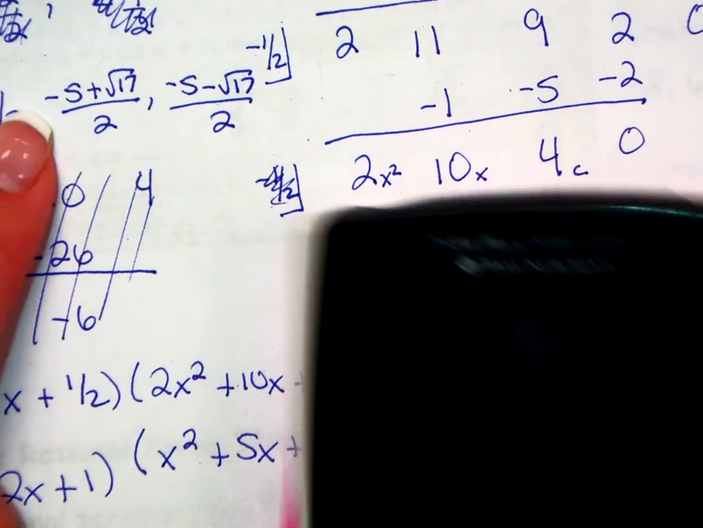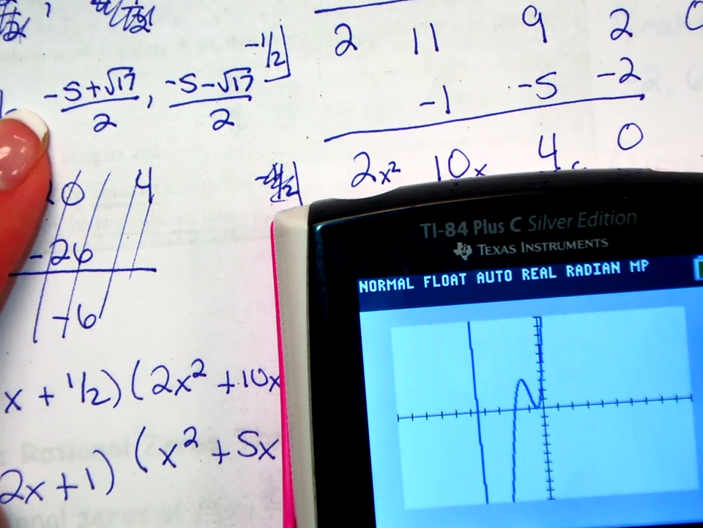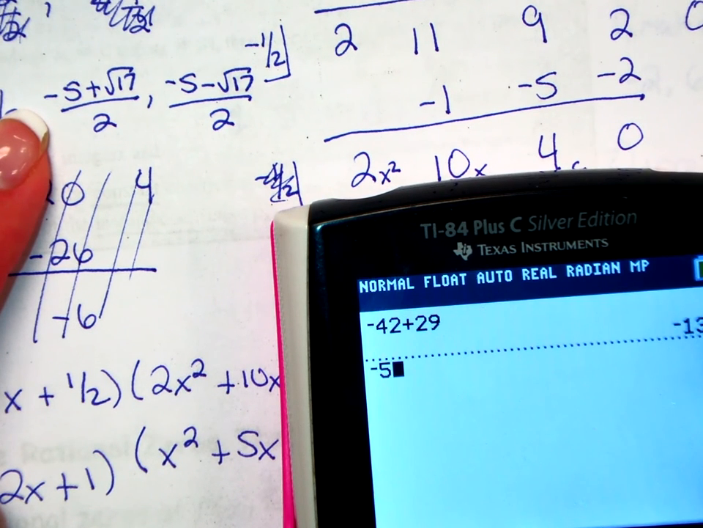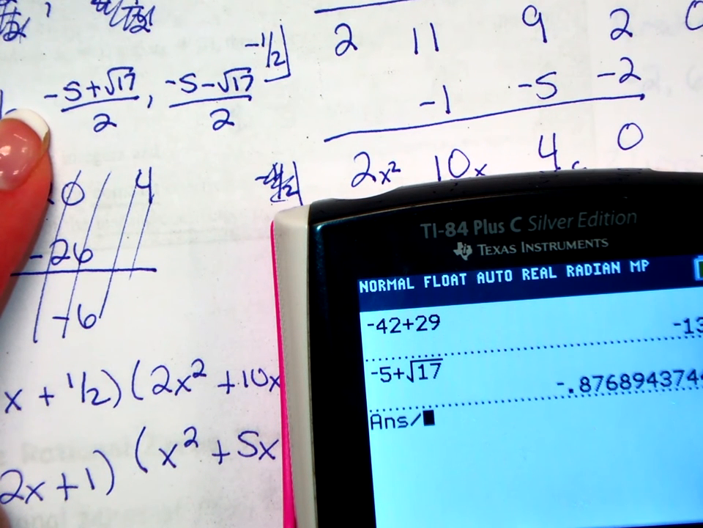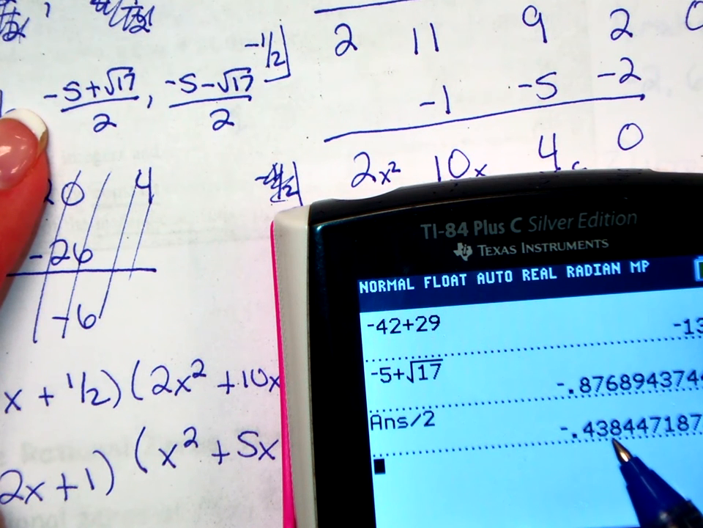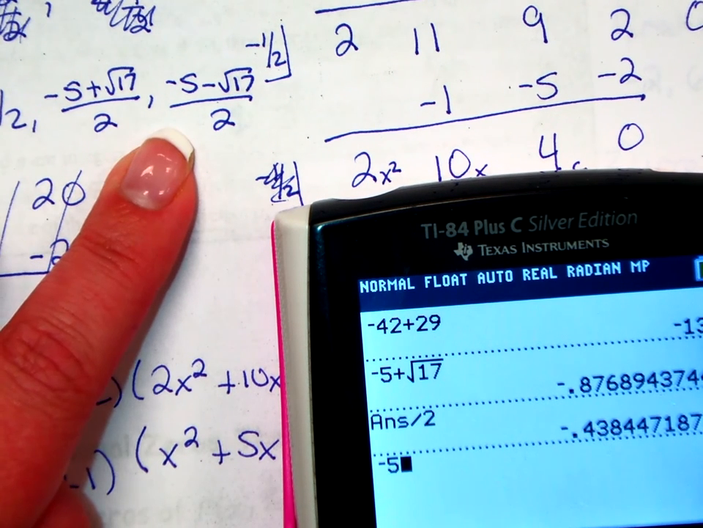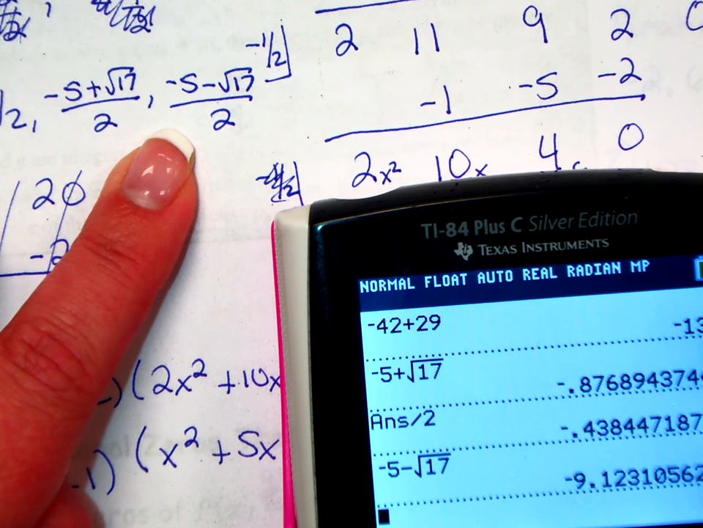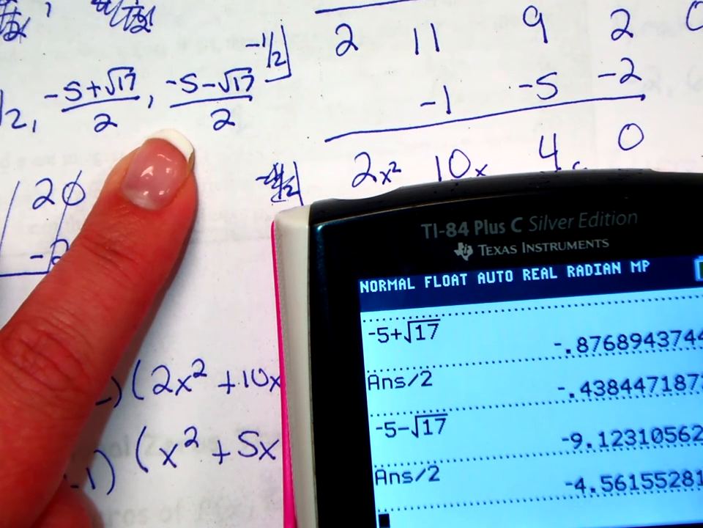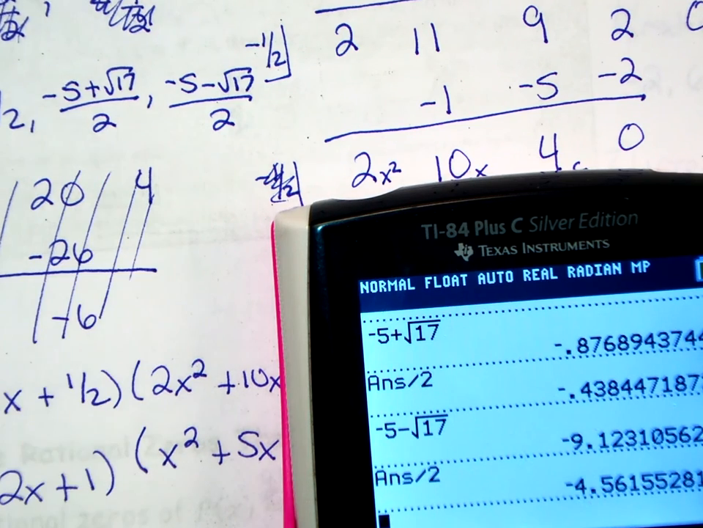Let me check it. We're going to get negative 5 plus rad 17 divided by 2, negative 0.438. So that was really close to our negative 1/2 zero. Okay. Now if I do the other one, negative 5 minus rad 17 and divide that by 2, there's my negative 4.5 zero. Okay, the one that was on the graph that confused the heck out of me at first.